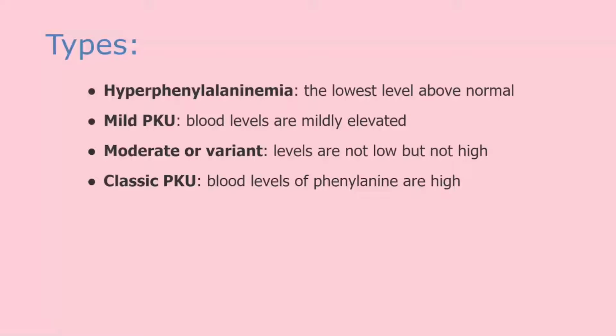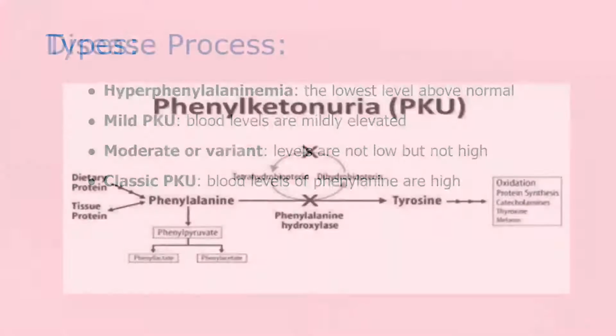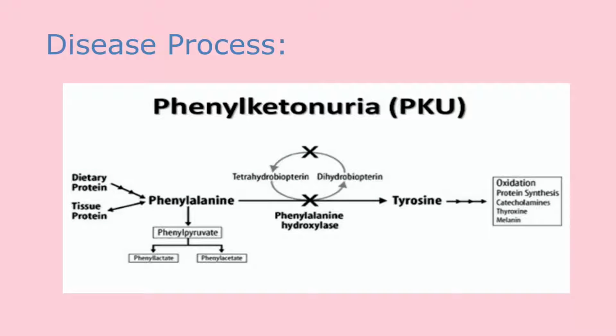For types of PKU, in hyperphenylalaninemia, the level is the lowest above normal. In mild PKU, blood levels are mildly elevated. For moderate or variant, levels are not low but not high. And for classic PKU, blood levels of phenylalanine are high. Here we have the disease process shown on the diagram.